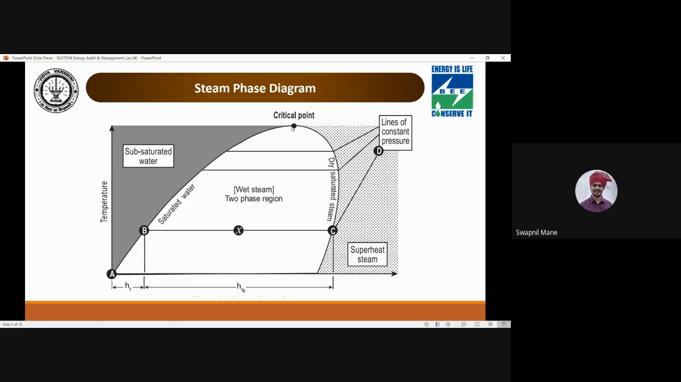Any compression at constant temperature above this critical point will not produce any phase change. Compression at constant temperature below the critical point will result in liquefaction of the vapor as it passes. So what is the value of this critical point? It is 374 degrees Celsius and 221.2 bar pressure. As a mechanical engineer, you always have to remember this value: 374 degrees Celsius and 221 bar pressure.